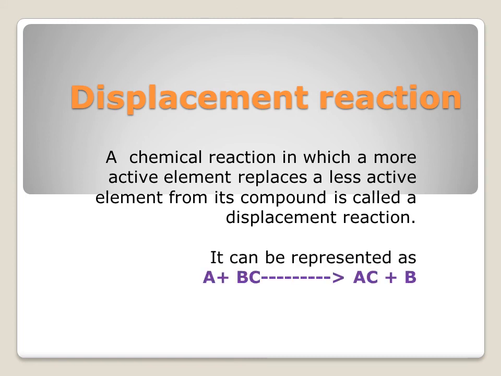The reaction can be represented as A plus BC gives AC plus B. Here, A displaces B from its compound BC because A is chemically more reactive than B.